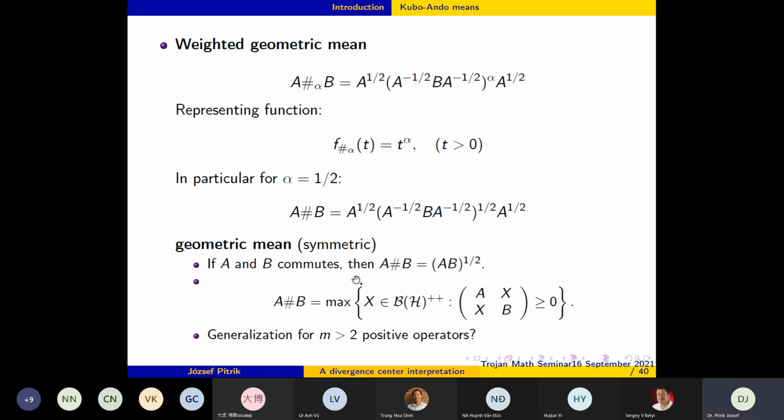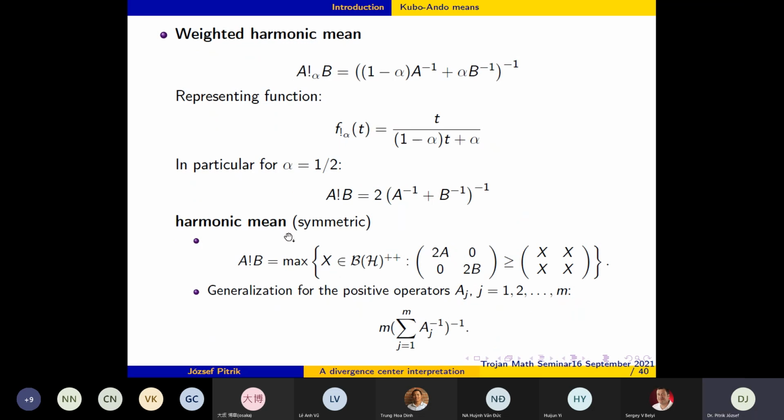Several characterizations are known. For example, the following variational expression in terms of 2 by 2 block operator matrices. Here you can see that. And it was a long-standing open problem to extend the geometric mean to the case of more than 2 variables of matrices or operators. We will return to this question later.